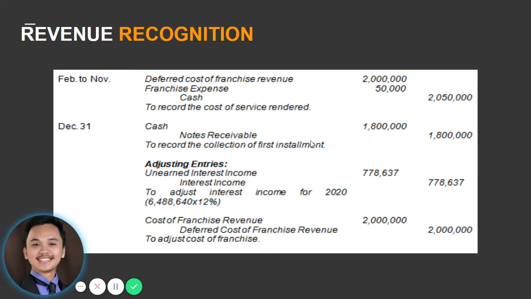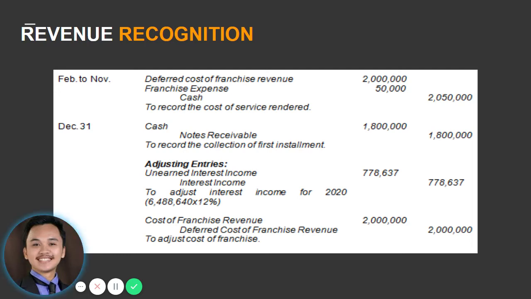So meaning we need to determine from this payment of 1.8 million how much is applicable to interest income and how much is applicable to the principal. Okay? Now, let's have here your adjusting entries. First, we recognize our interest income. To compute for our interest income, you simply compute your interest rate towards your present value. So our present value of 6,488,640 times 12%. That means 778,637 out of that 1,800,000 is applicable for our interest.